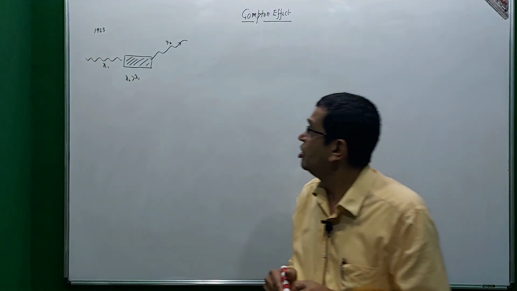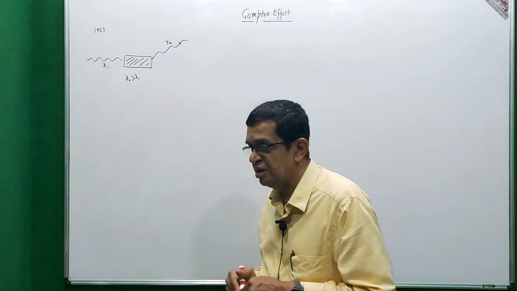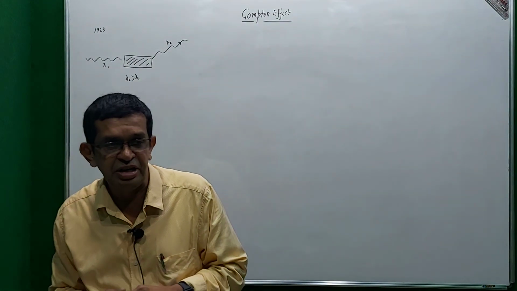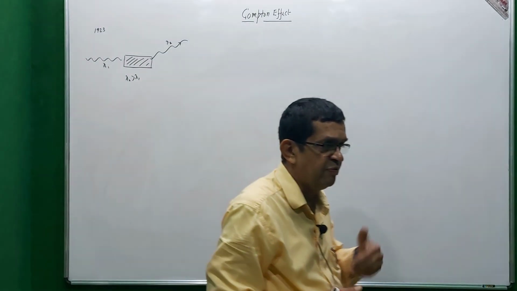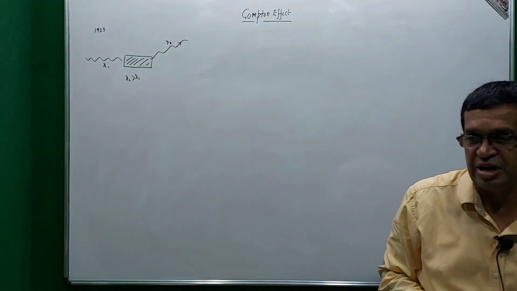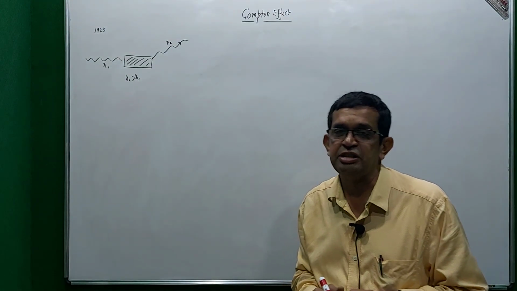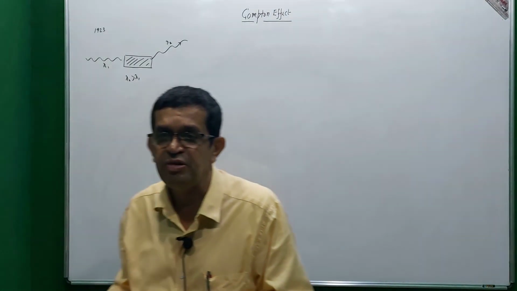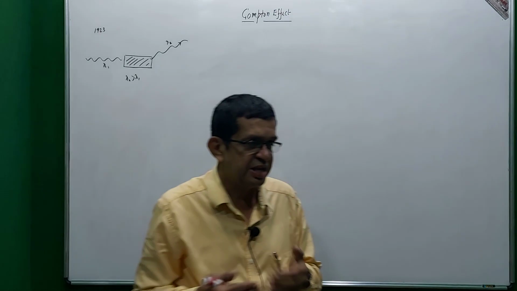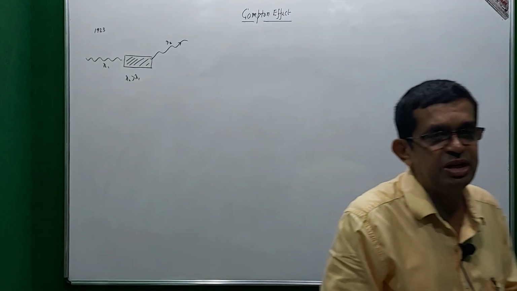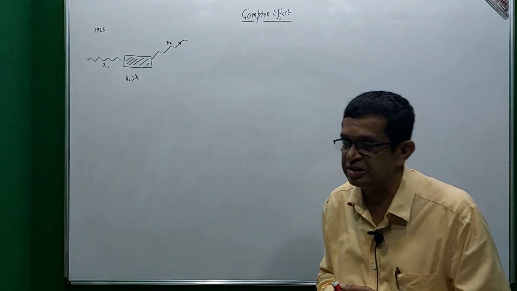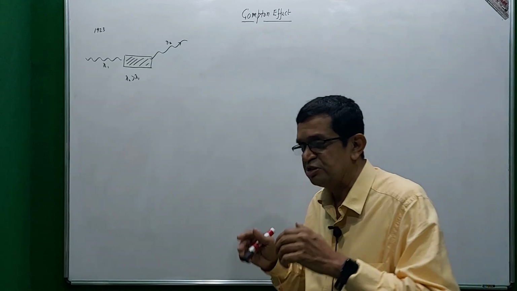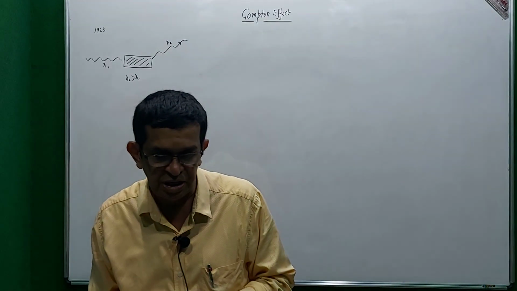Therefore, in the phenomenon where electromagnetic radiation of very high frequency such as X-rays or gamma rays is incident on a scattering substance, during the scattering there is an increase in the wavelength of the scattered radiation, and that phenomenon is referred to as the Compton effect. Now how do we explain this whole phenomenon of the Compton effect?